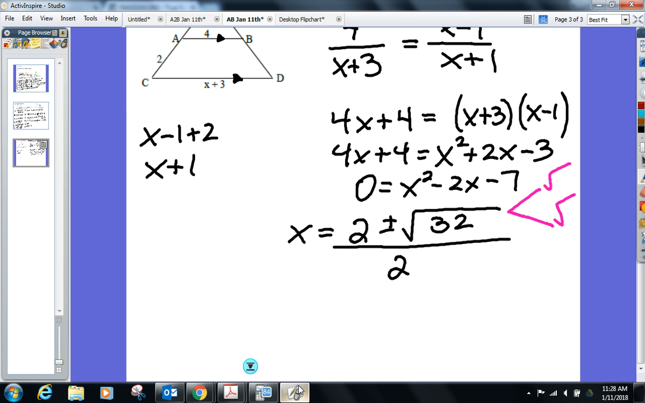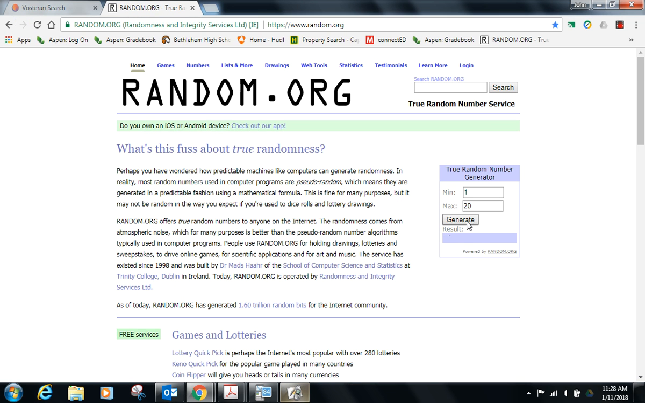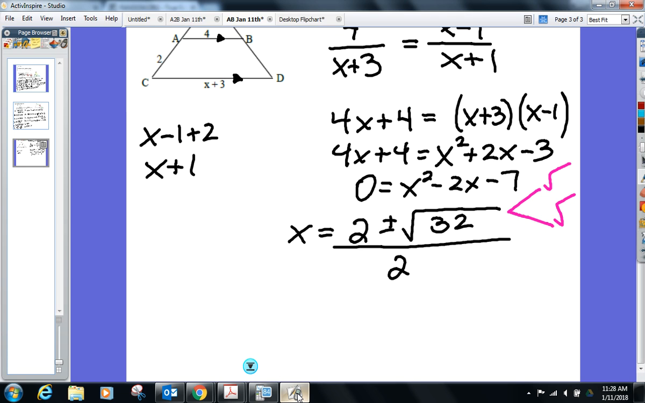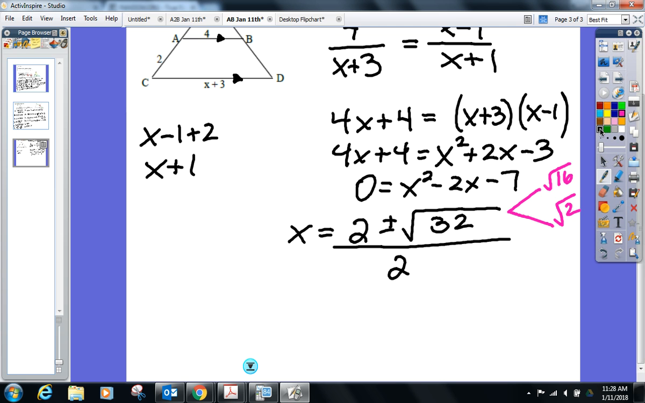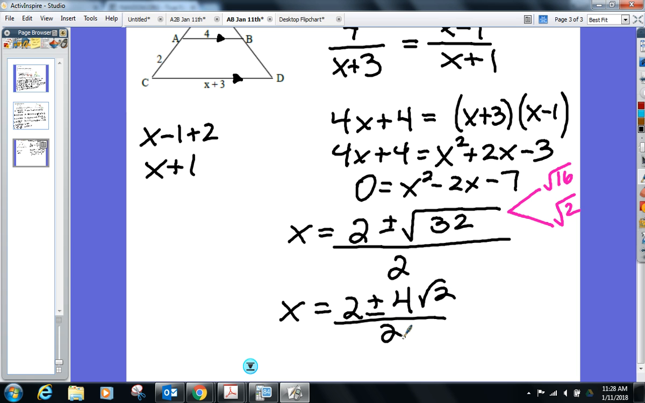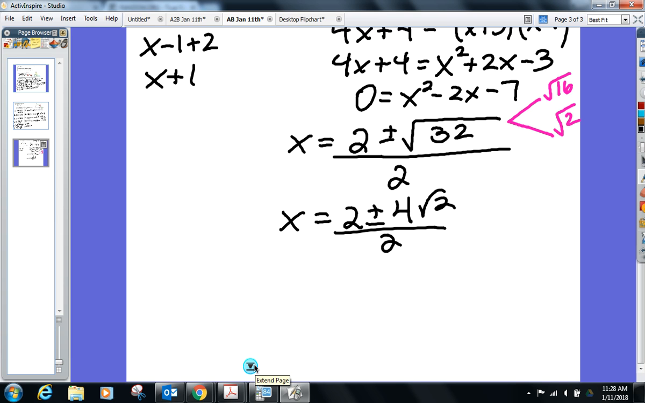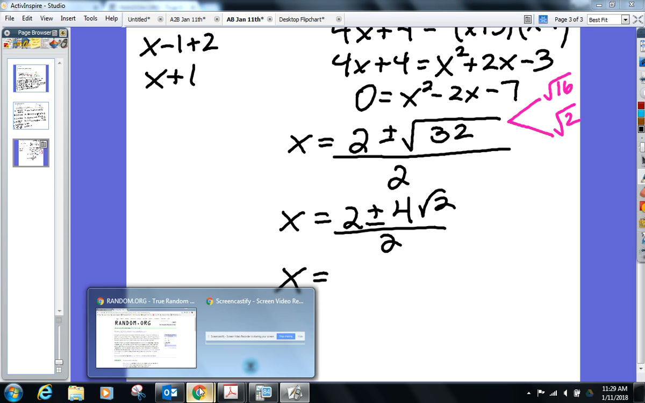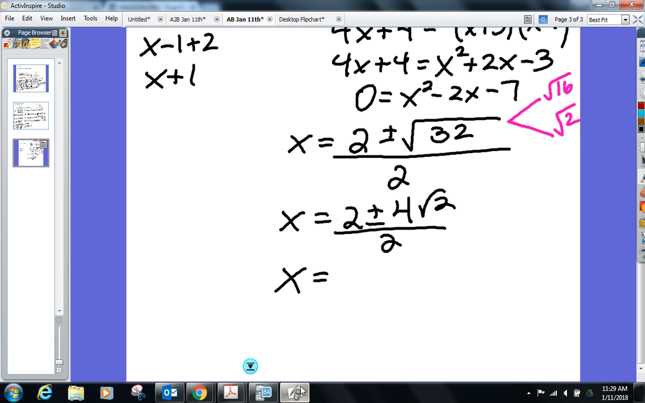Number 1. Not here. How about 12? Biggest perfect square. 16 times what, Emma? 2. So when I rewrite this, what am I going to rewrite radical 32 as? 4 radical 2 over 2. Got it. We're getting there. Simplest form, though. Everyone remember, this denominator of 2 applies to the left and to the right. To the left and to the right. What is it going to simplify to? Here we go. 4. What's it going to simplify to?